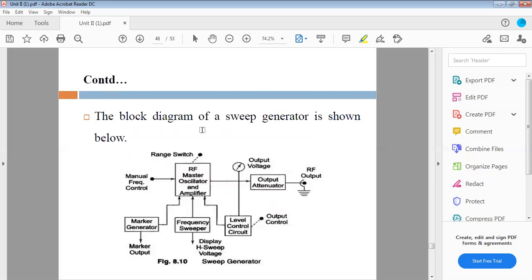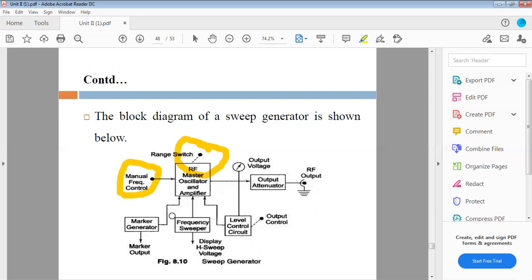So this is the block diagram of a sweep generator. In this block diagram, we are having RF master oscillator and amplifier, next marker generator, frequency sweeper, level control circuit and output attenuator. Same here also, on the front panel we are having the range switch where we can change the range of the frequencies, and we are also having the manual frequency control. This knob is used for manually varying the frequency of the waveform generated.